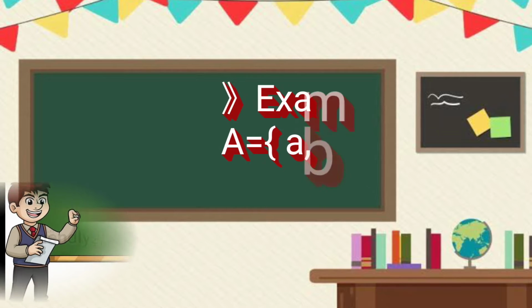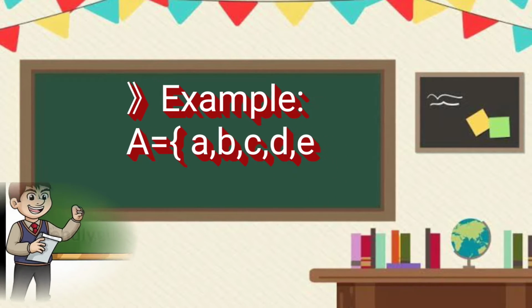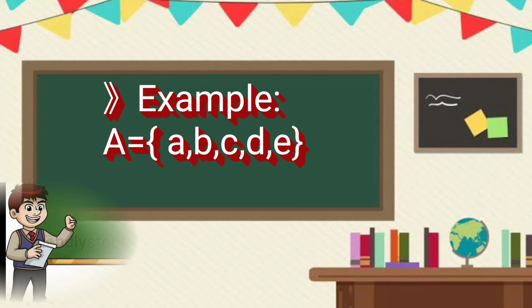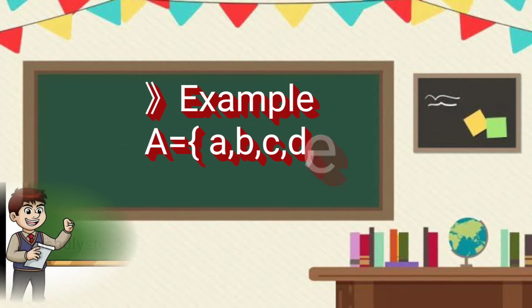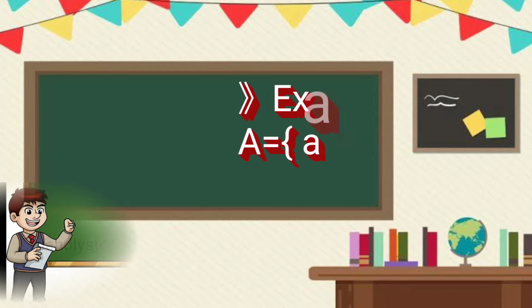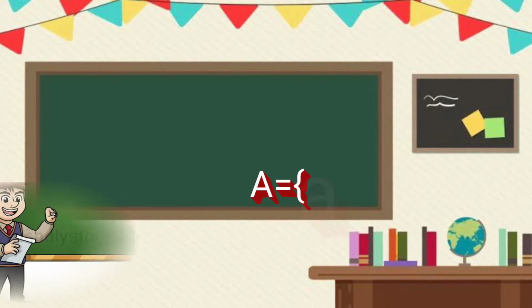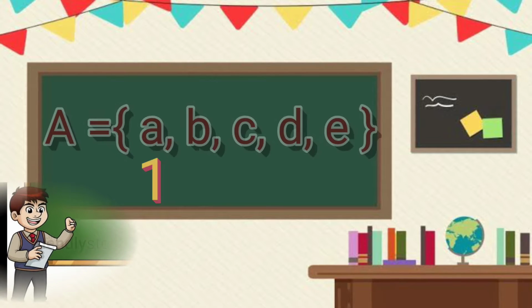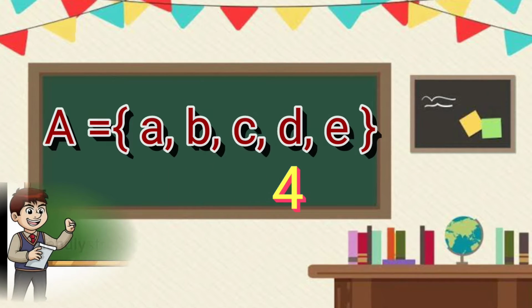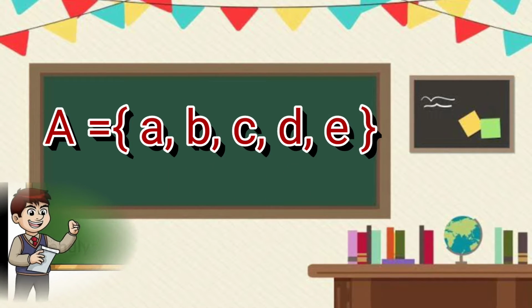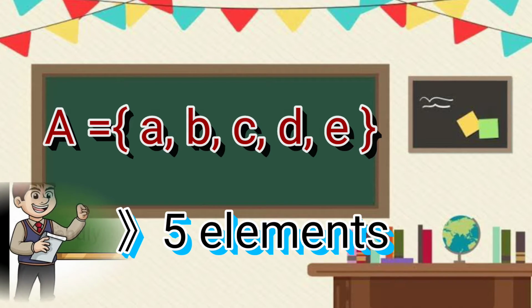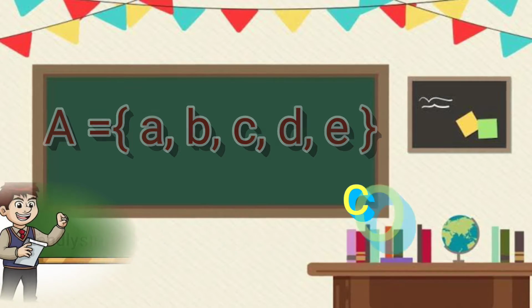Example, set A equals a set containing the elements A, B, C, D, and E. Elements are countable, right? We have 1, 2, 3, 4, 5. There are 5 elements. So meaning, the elements are countable.